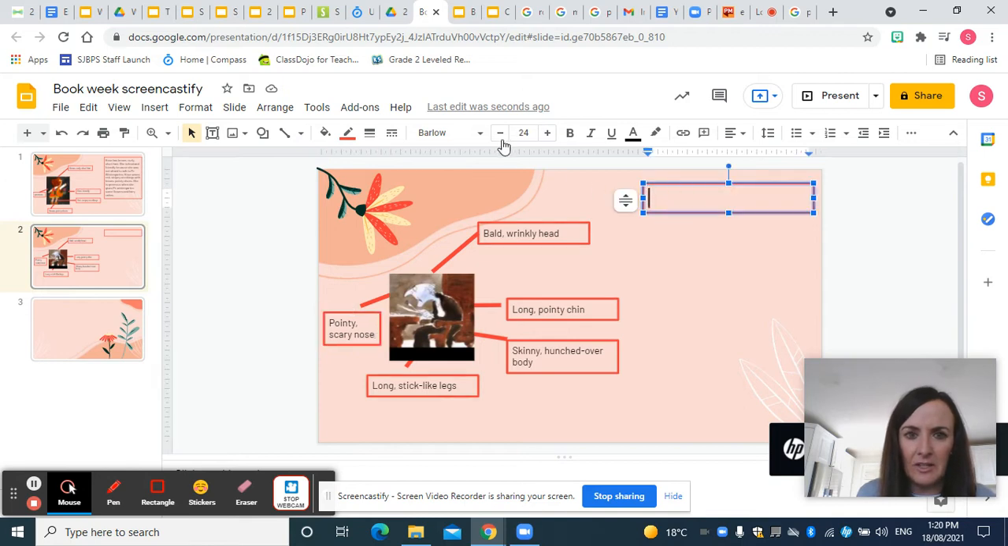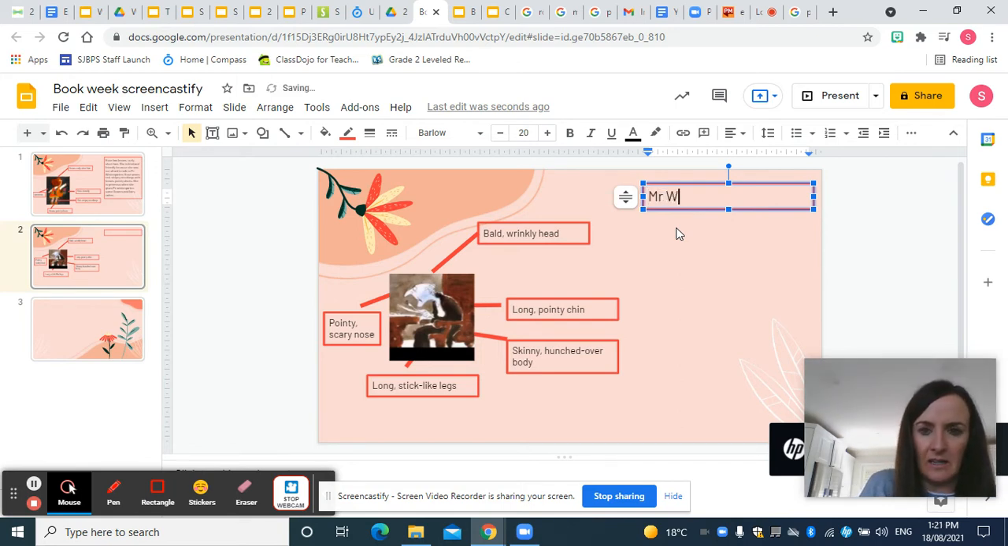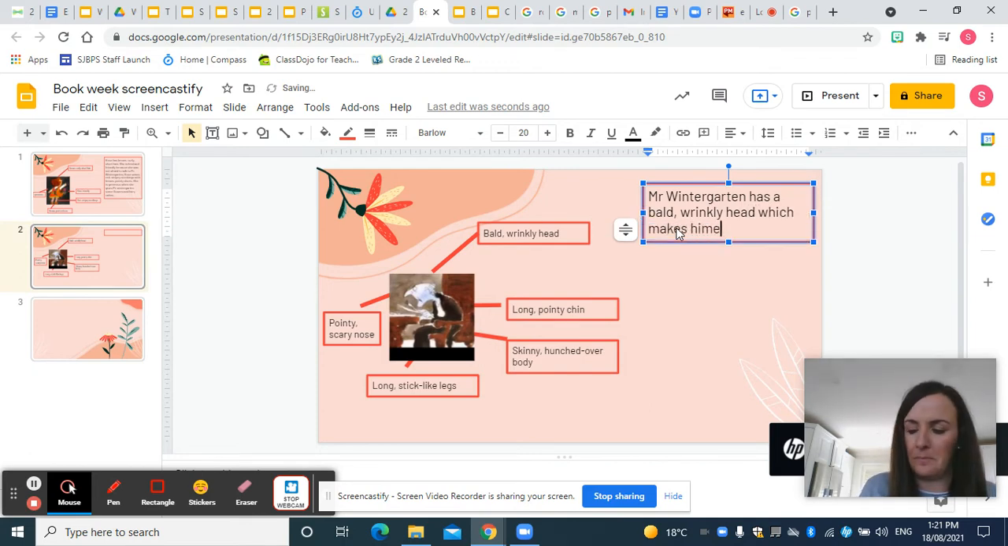So now I'm just going to make my writing a bit smaller. Now I'm going to put those into full sentences. So the first one I might do is his bald, wrinkly head, and I might write, Mr Wintergarten has a bald, wrinkly head which makes him look mean.